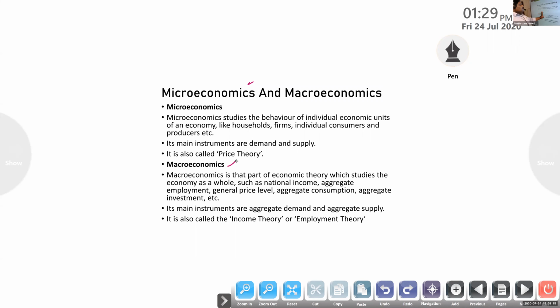So we want to learn all these things properly. One more time I will read that. Macroeconomics is that part of economic theory which studies the economy as a whole, such as national income, aggregate employment, aggregate meaning total employment, general price level, the existing price level in the country, aggregate consumption, total consumption in the country, aggregate investment, total investment in production within the country. So that's what we're studying in macroeconomics. Microeconomics is otherwise called price theory. At the same time, macroeconomics is called income theory. That also you want to keep in your mind.